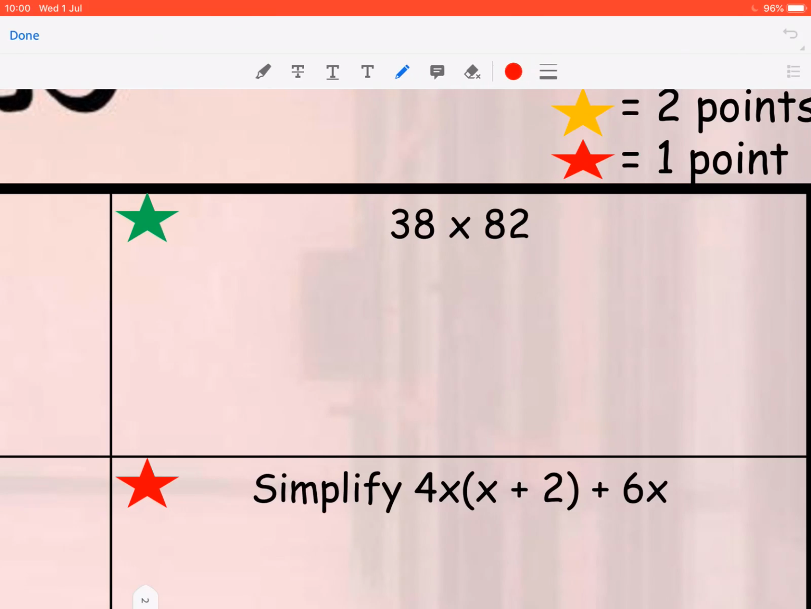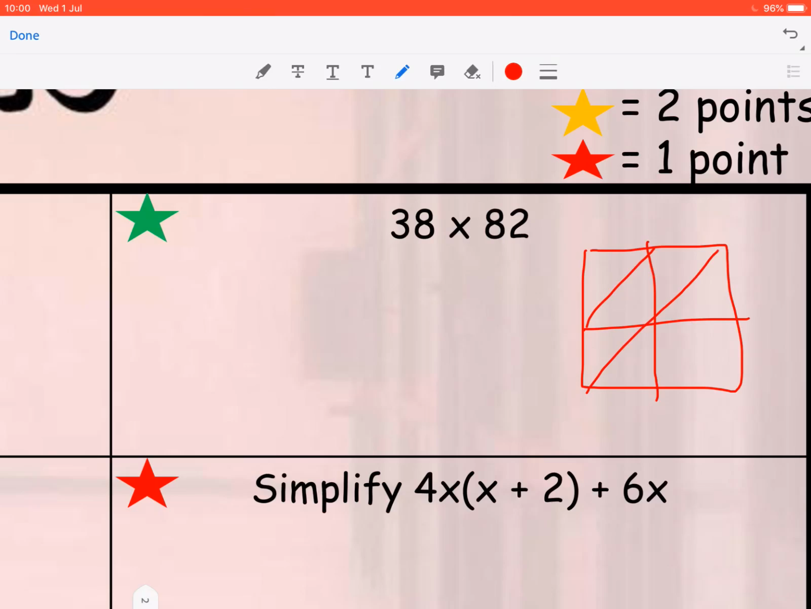Next, 38 times 82. Okay, find a method that works for you. It doesn't matter which one you do. This is the one I like, because I find it so easy, just multiplying single digit numbers. 38 times 82. 3 times 8 is 24. 8 times 8 is 64. 3 times 2 is 6. And 8 times 2 is 16.